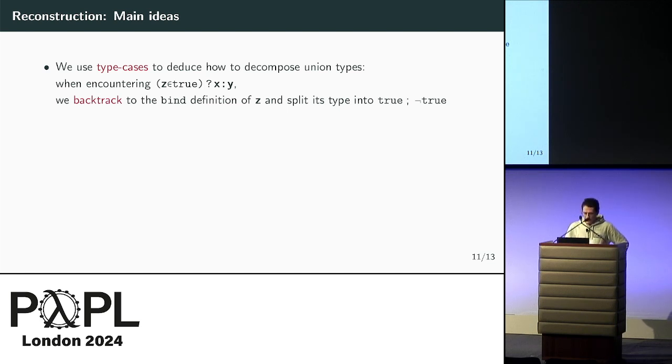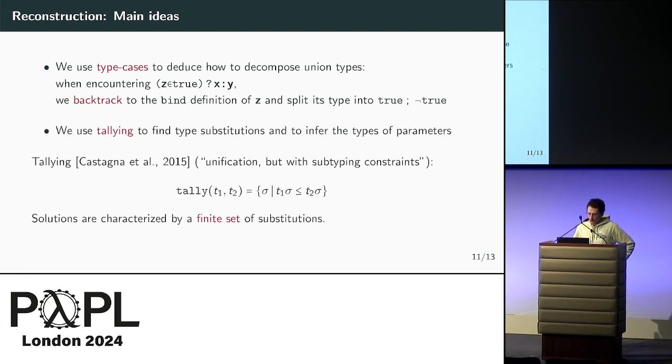Okay. And also, we have to infer the type of parameters. And for that, we will use what we call tallying. And basically, it is like unification, but with subtyping constraints. So for two types T1 and T2, we want to find all substitutions sigma, such that T1 sigma is a subtype of T2 sigma. It is decidable. We can compute the solution, and the solutions are characterized by a finite set of substitutions.